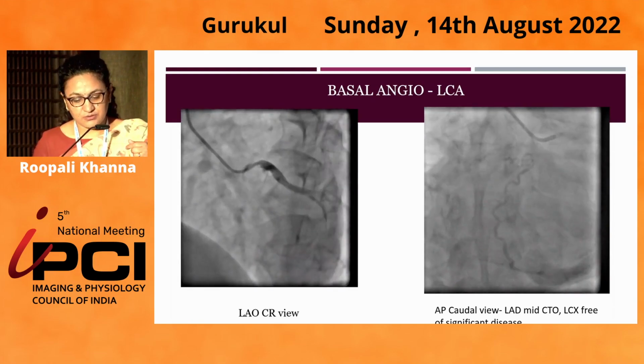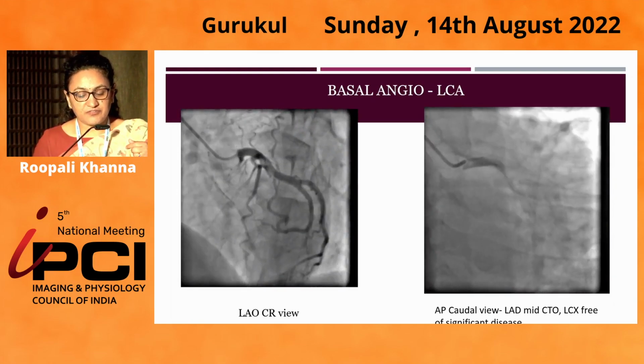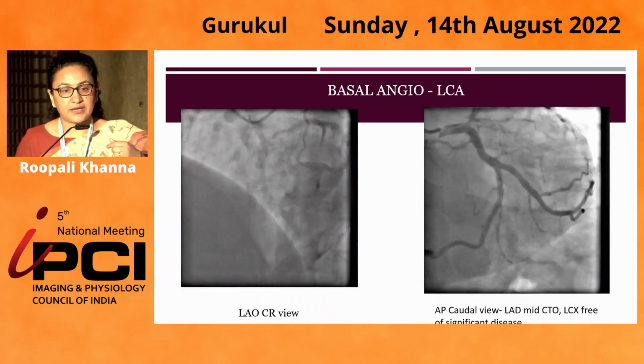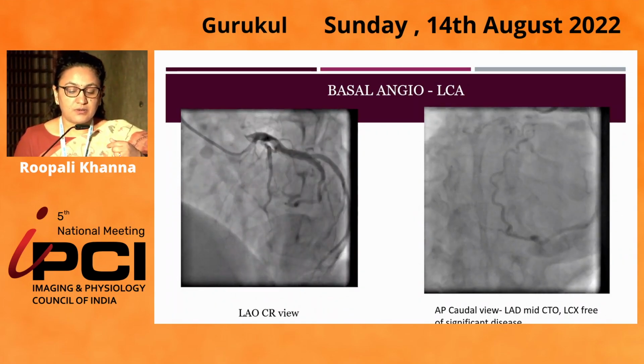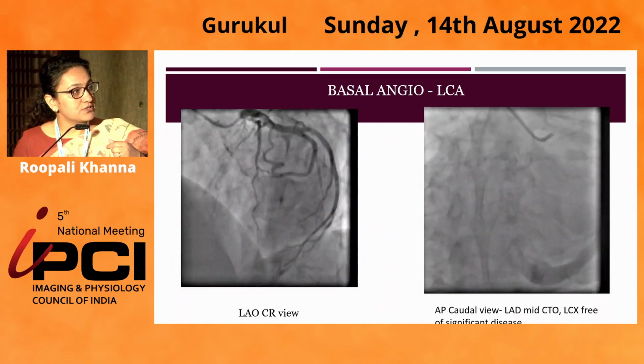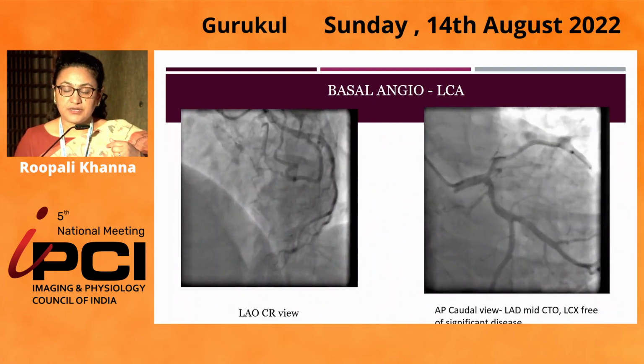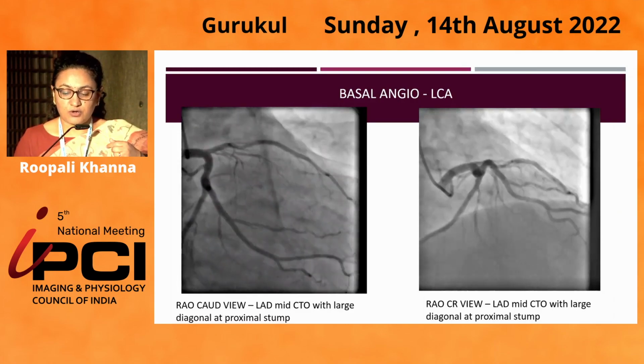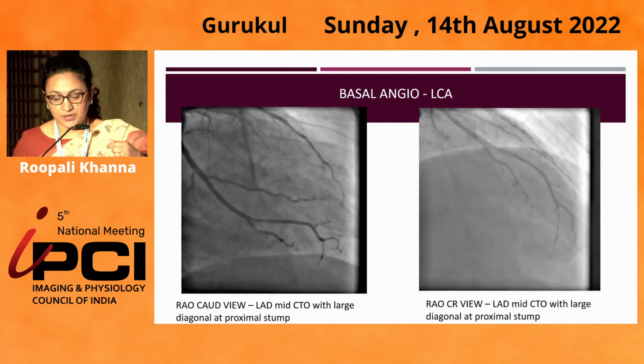If we see this angiogram, in the left system, the left main was normal, and the LAD was occluded just after giving a big diagonal. The LCX was a codominant vessel with no significant disease. The same findings were confirmed in the RAO caudal and RAO cranial views.